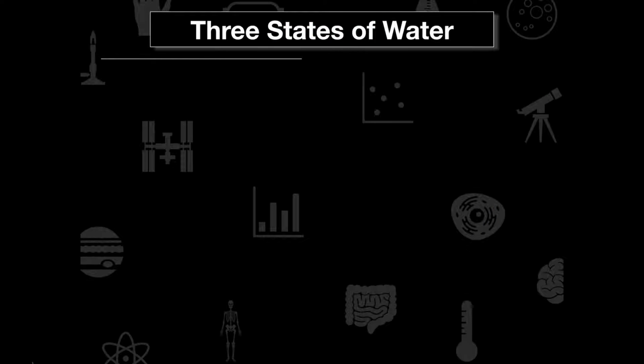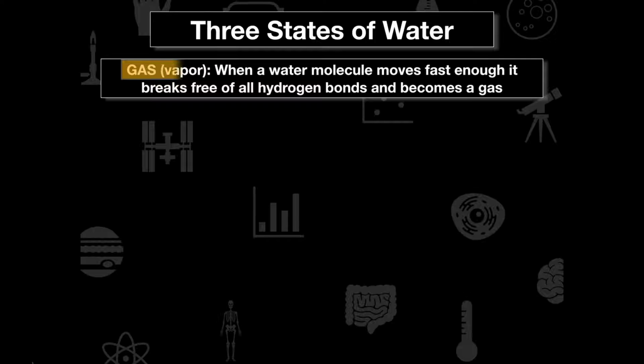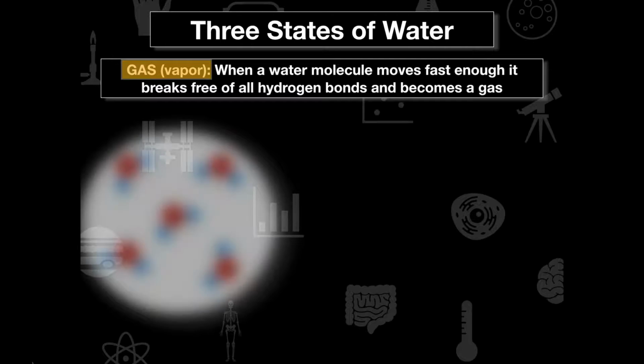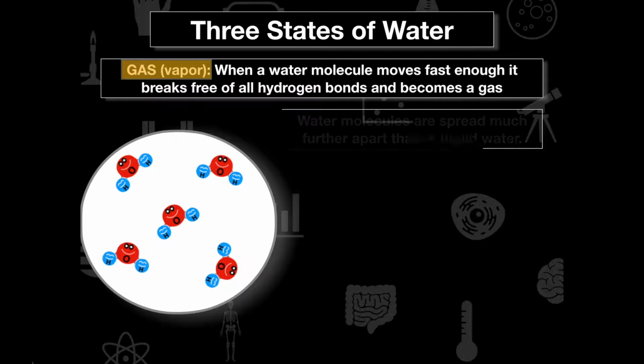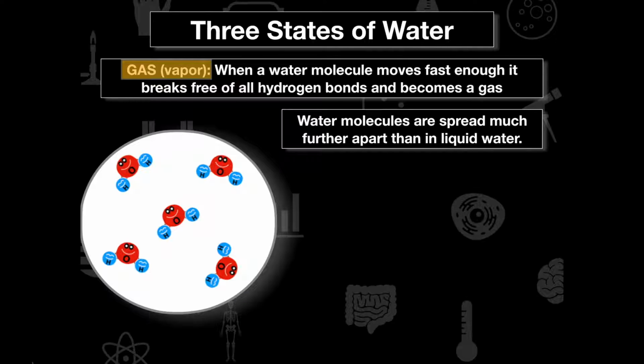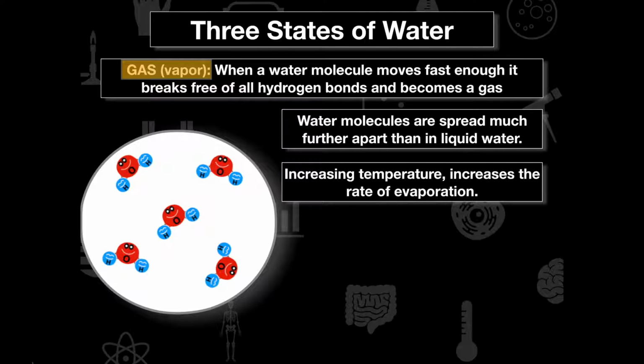Now, the last phase that we're going to talk about is the gas or vapor state of water. When a water molecule moves fast enough, it breaks free of all of the hydrogen bonds and becomes a gas. Now, not all of the hydrogen bonds are broken. There are still going to be some hydrogen bonds, but there's going to be much less because the gaseous state has much more energy. So water molecules are spread much further apart than in the liquid, and the density is actually going to be the least.